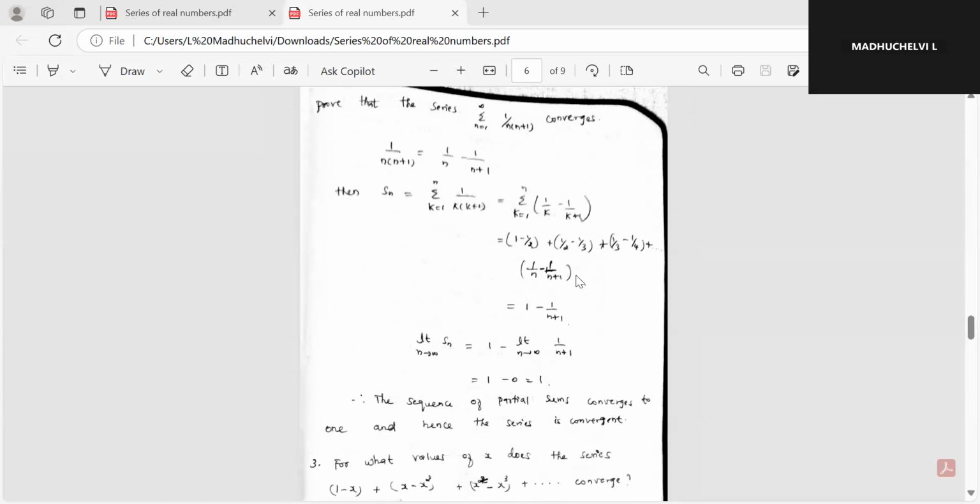Next problem. Prove that the series summation n equal to 1 to infinity 1 by n into n plus 1 converges. Let us write first 1 by n into n plus 1 as 1 by n minus 1 by n plus 1. Then Sn equal to summation k equal to 1 to n 1 by k into k plus 1, that is equal to summation k equal to 1 to n 1 by k minus 1 by k plus 1.